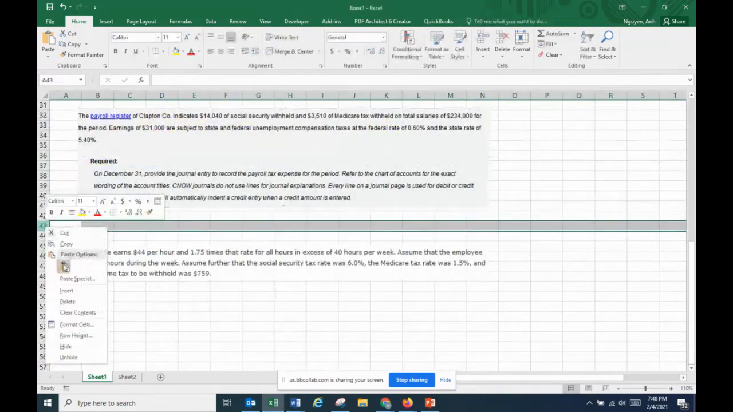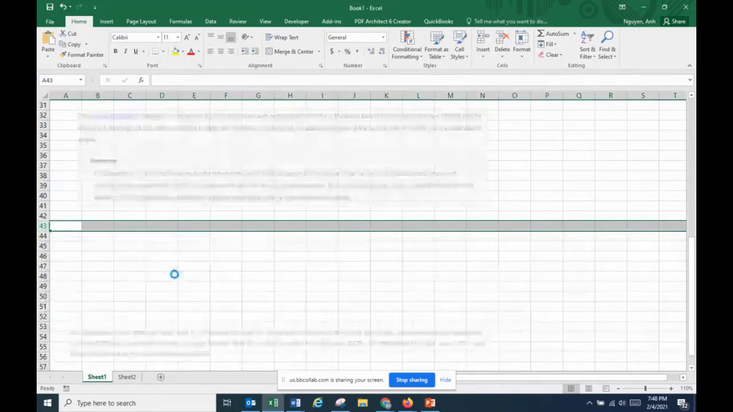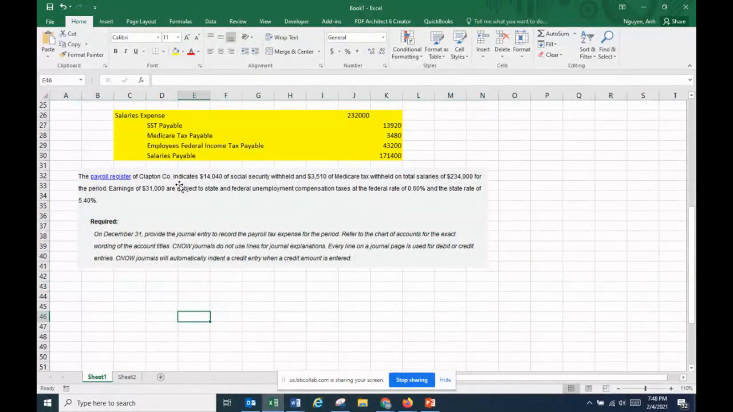Now the next one. The payroll register indicates $14,040 of Social Security tax withheld, $3,510 of Medicare tax withheld, and total salaries of $234,000. Earnings of $31,000 are subject to state and federal unemployment compensation taxes at the federal rate of 0.6% and the state rate of 5.4%. And we just have to do a journal entry for this.